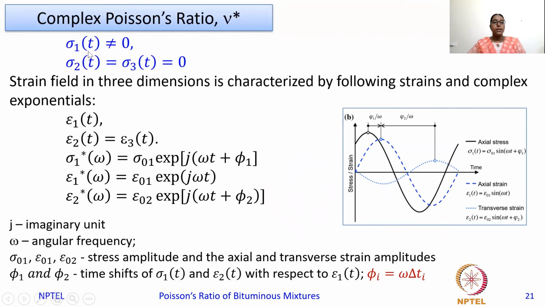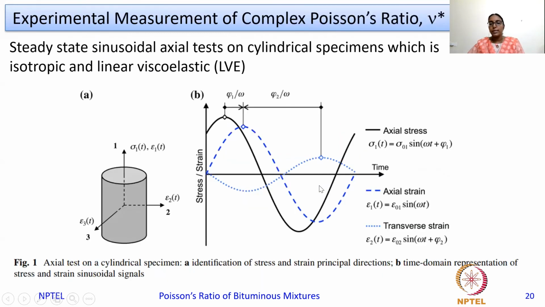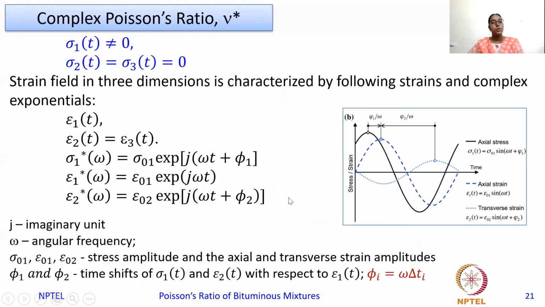So as I've noted here, sigma 1t is not equal to 0, whereas the stresses in the other two directions are taken as 0. Now the strain fields can be explained. Here the strain fields are explained in terms of the time domain. Now we can explain it in terms of complex exponential.